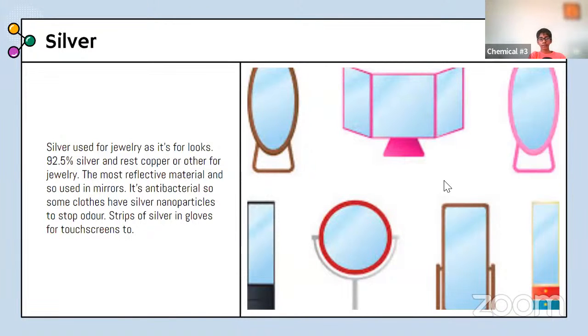So, silver. Silver is used for jewelry as it's very shiny and very reflective, as I told you, and it's just for looks. That kind of silver is 92.5% silver and the rest copper or some other metal, and that's just for jewelry. And since it's the most reflective material, it's also used in mirrors, if you didn't already know.